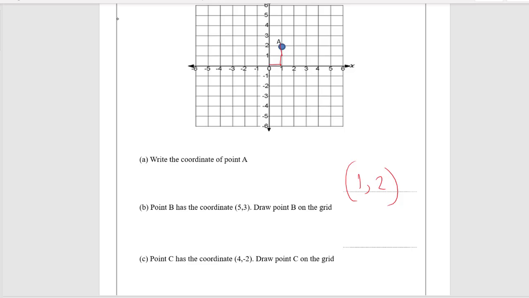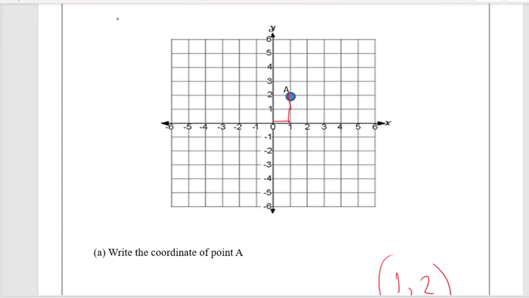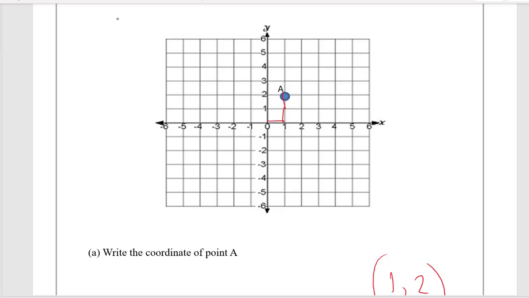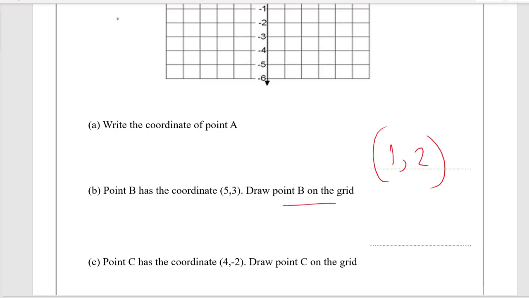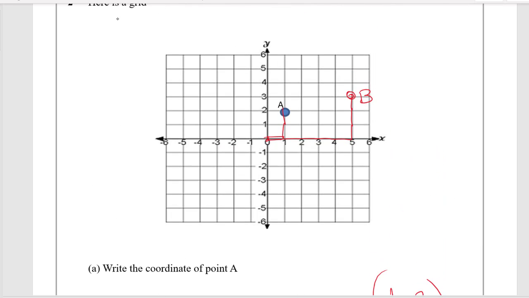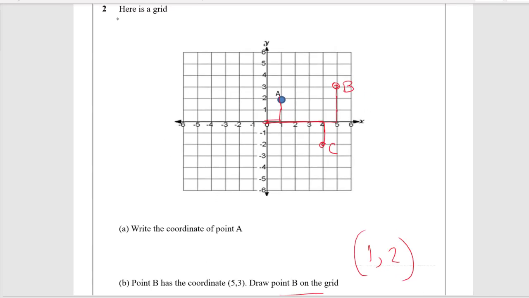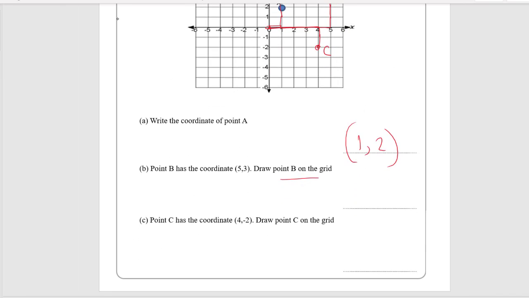Okay, point B has a coordinate 5, 3. Draw the point B. So let's start from the origin. So 5, 3. So 1, 2, 3, 4, 5, 1, 2, 3. So over here. So label it as point B. Make sure you label it clearly. And point C has the coordinate 4, minus 2. So 1, 2, 3, 4. Minus 2 means 2 down, 1, 2. So that's point C. And we label point C as well.